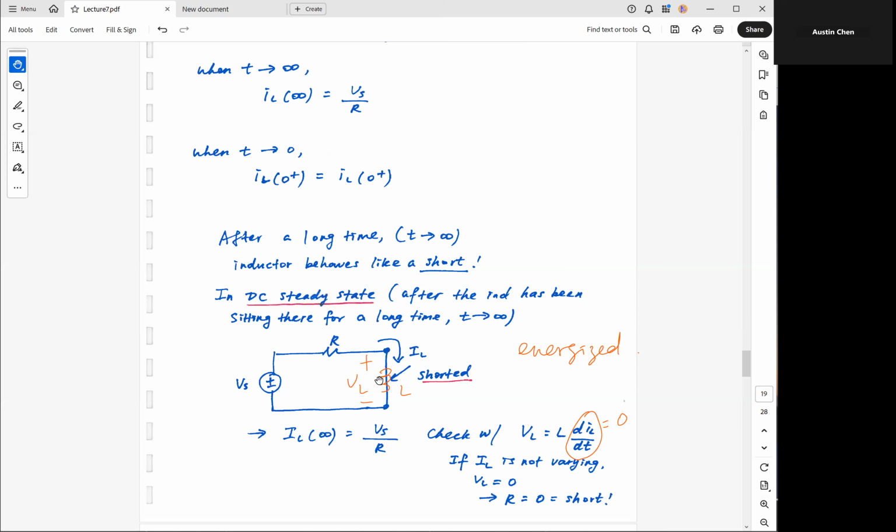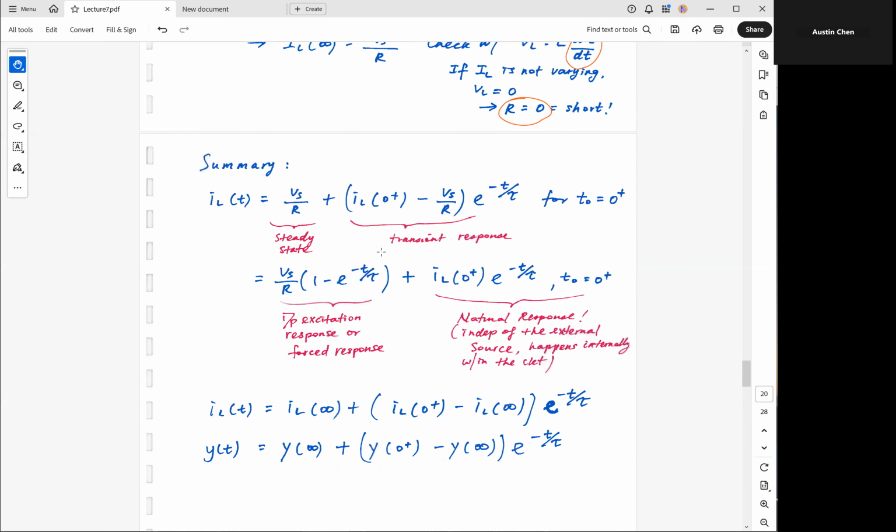This is the voltage drop across this inductor. So when vL is equal to 0, there is no voltage drop, no potential difference. That means this point and this point are at the same potential, equivalent to a short circuit. There's no resistance. You have a short. This is the dual of the capacitor. The capacitor behaves like an open after it has been sitting there for a long time. The inductor behaves like a short after it has been sitting there for a long time. So one is short and the other one is open.